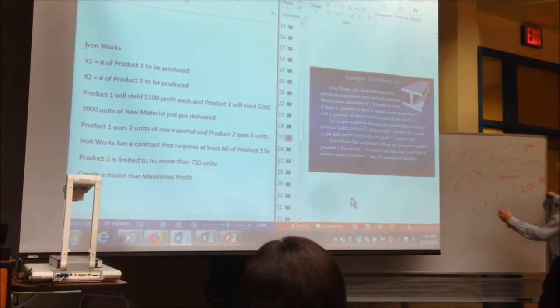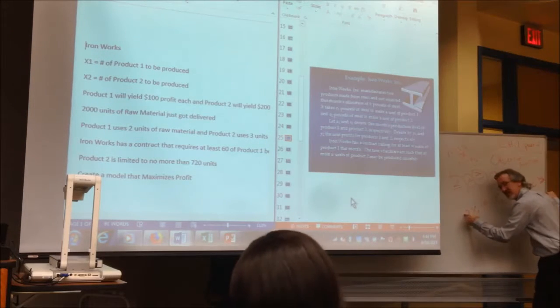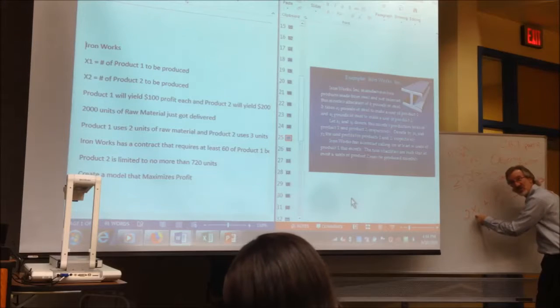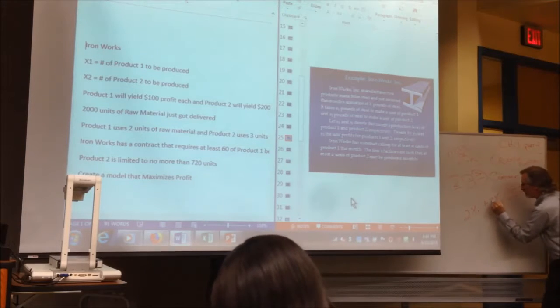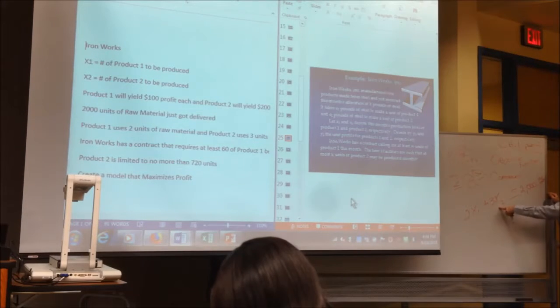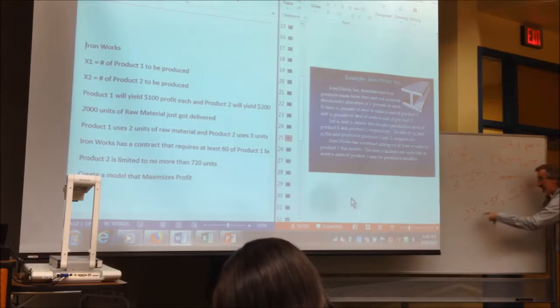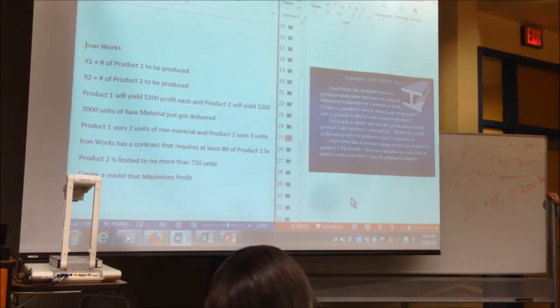2, so 2 pounds of steel times however many product 1 we schedule, plus how much steel does a product 2 use? Is it 3 or 1? 3. 3 times however many product 2 we schedule, add them together, it's got to be less than 2,000 pounds. There's the pound. So 2x1 plus 3x2 is less than or equal to 2,000.